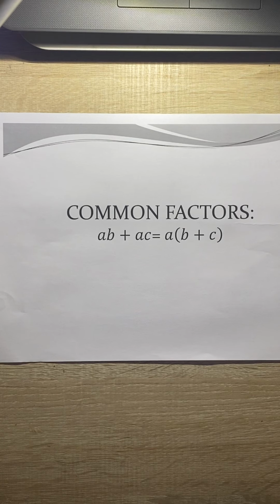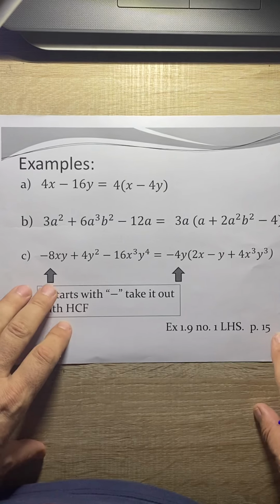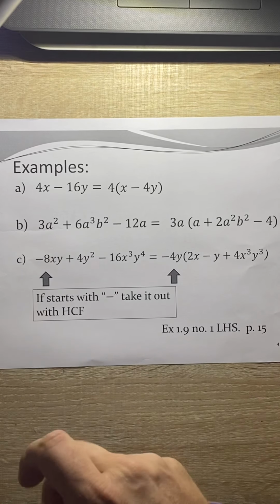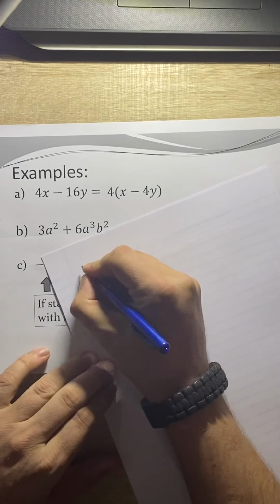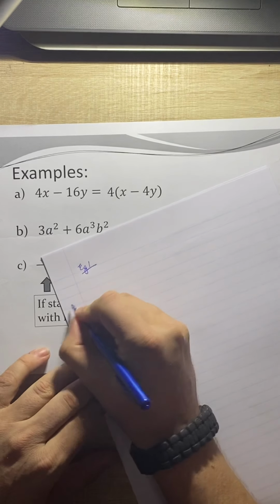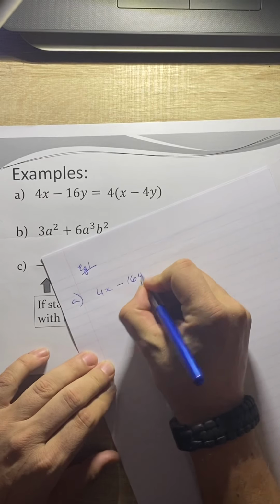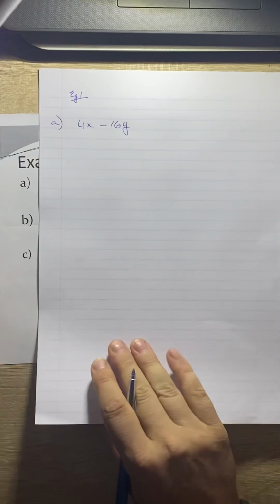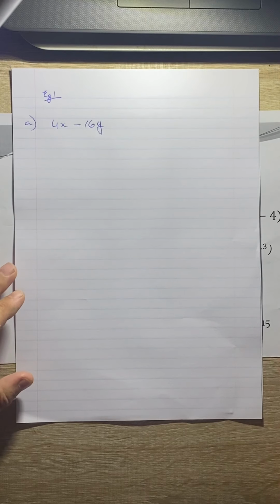The first thing we're going to look at is common factors. We're going to take them out from terms. We've got 3 examples here that I'm going to work through with you. If we look at example 1a, I'm just going to copy it down. They're asking us to factorize 4x squared minus 16y.